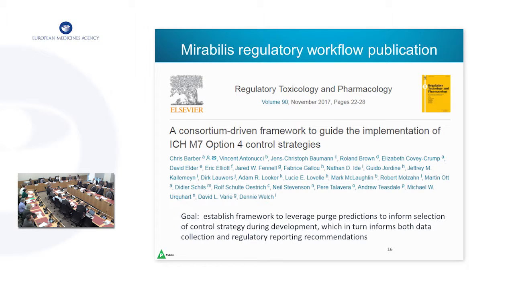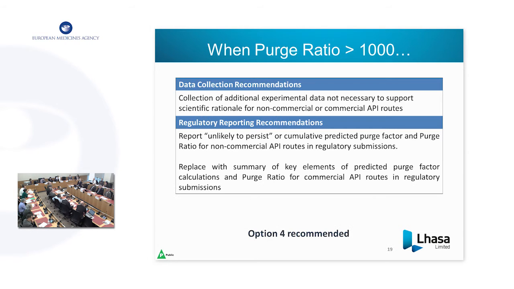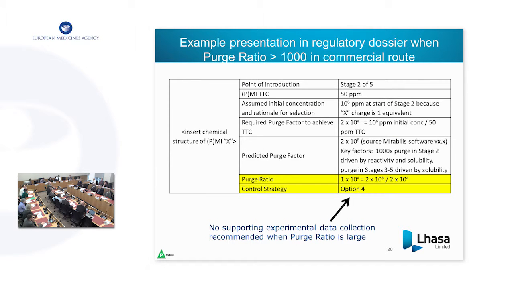And this paper was published at the end of last year, and it's all predicated on the purge ratio and whether or not it supports an option 4 approach. The key thing is that when the purge ratio is greater than 1,000, that's when we say we're confident of the predictions with this system. No further data is required, particularly considering the conservative nature of it already. But if the ratio was, say, between 100 and 1,000, in that case we would collect some more confirmatory data.